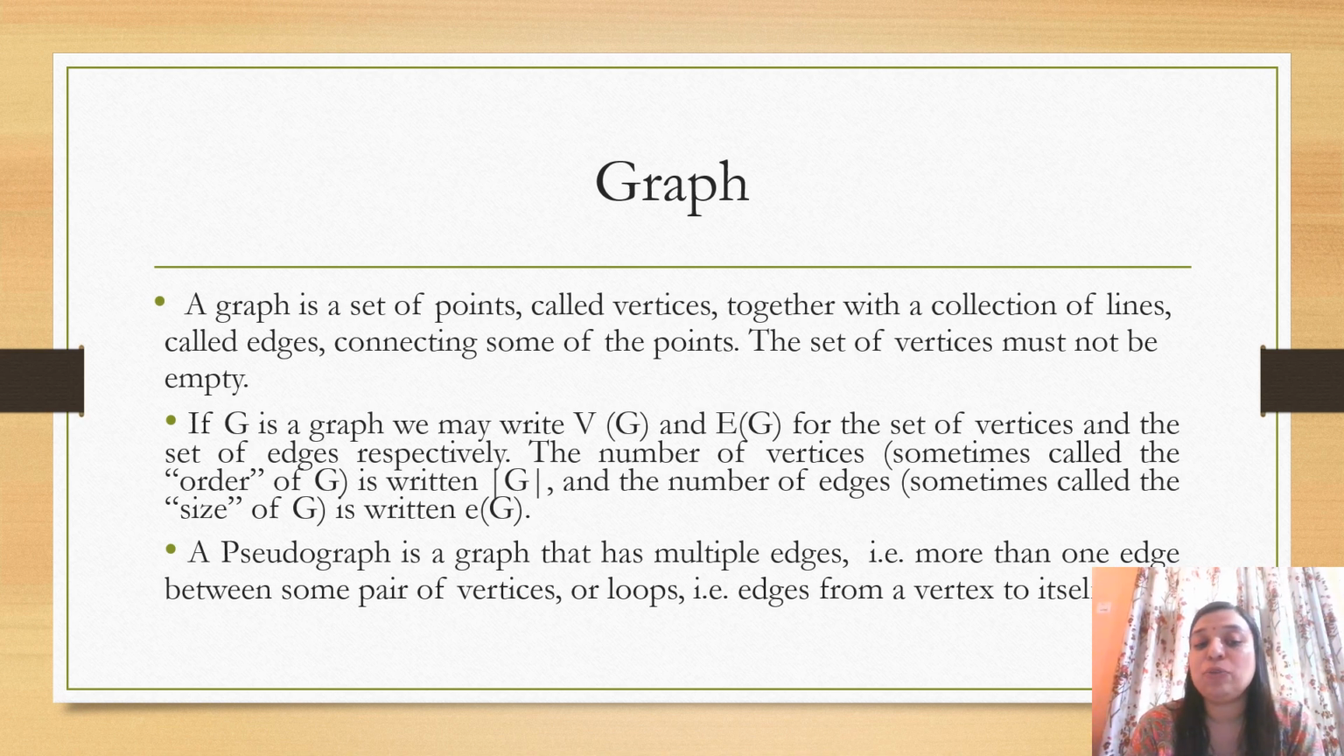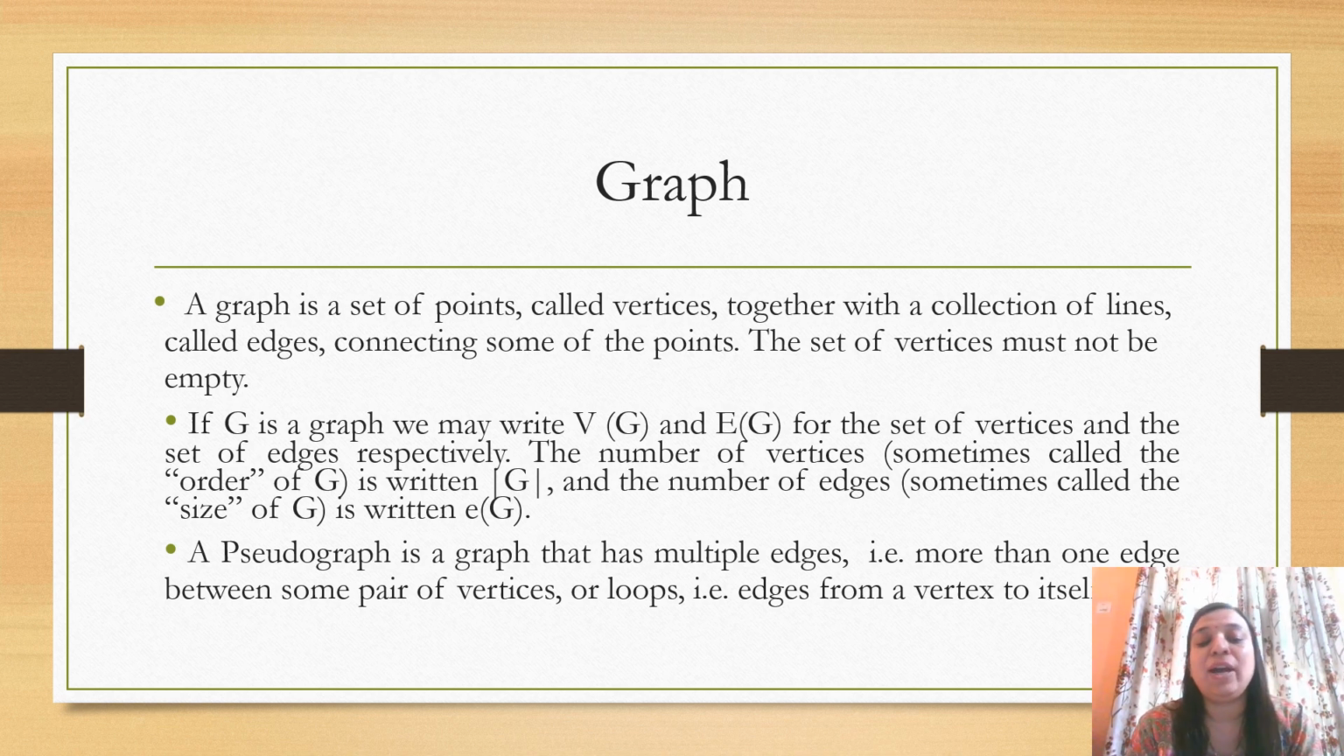Now moving forward to formally define the graph. A graph is a set of points called vertices together with a collection of lines called edges connecting some of the points. The main thing is that the set of vertices should not be empty. The set of edges could be empty, and it is also not necessary that all the vertices are connected with an edge. So maybe there are certain vertices which are not connected with an edge.